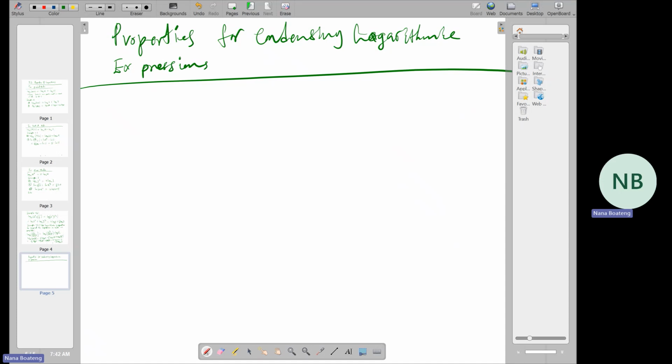Properties for condensing logarithmic expressions. One, the first property is log to the base b of m plus log to the base b of n is equal to the log to the base b of m times n, which is the product rule that we talked about.